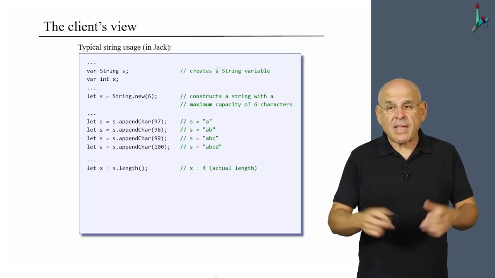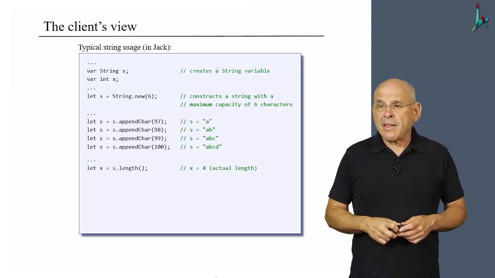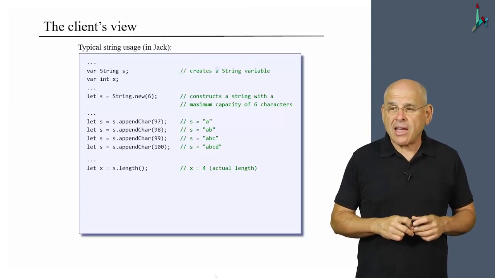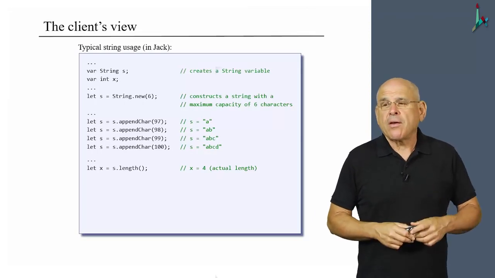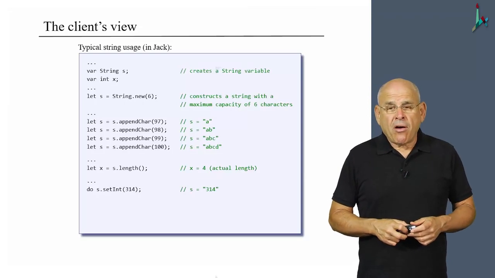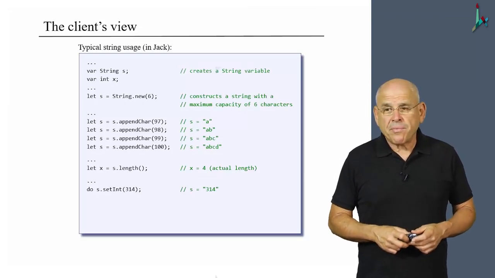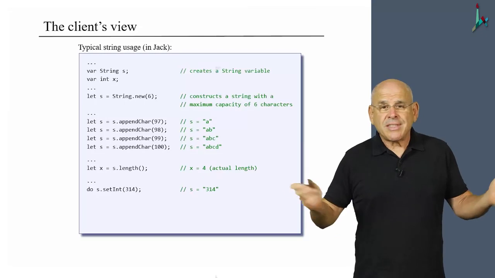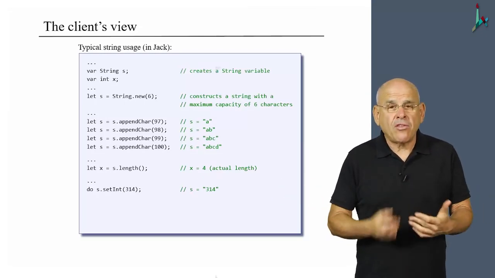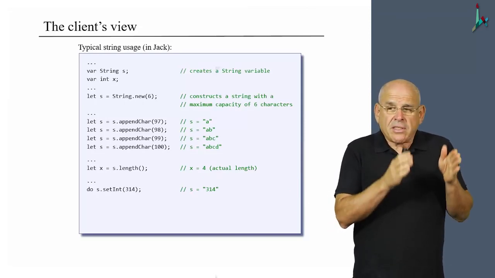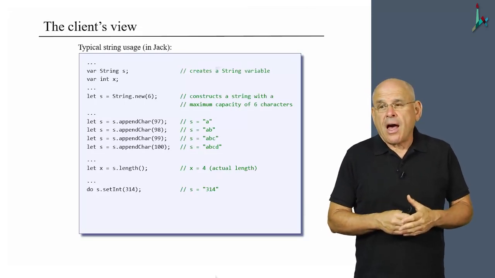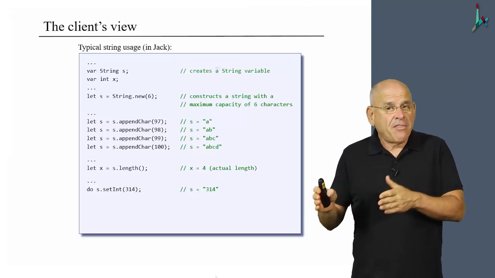If I now ask what is the length of this string, I get the number 4, which is the actual length. Once again, not the maximum length, but the actual length, which changes all the time when you do string manipulations. And here's an example of starting with an integer value, 314, some 16-bit value, and turning it into the three characters 3, 1, and 4, which internally are stored as three ASCII values.